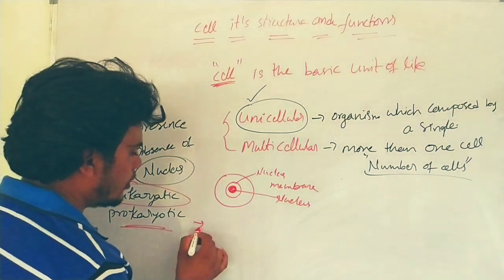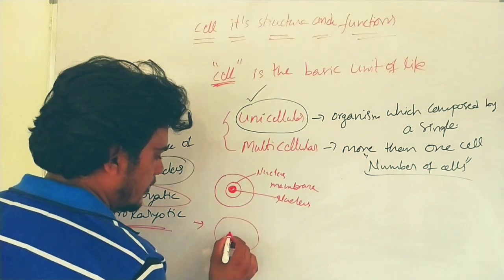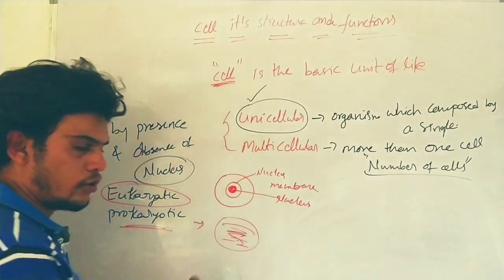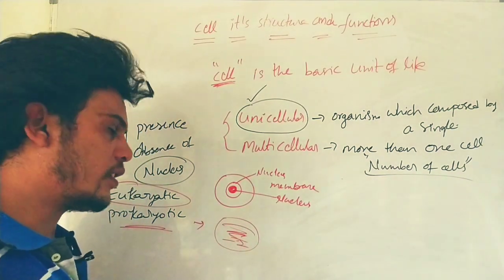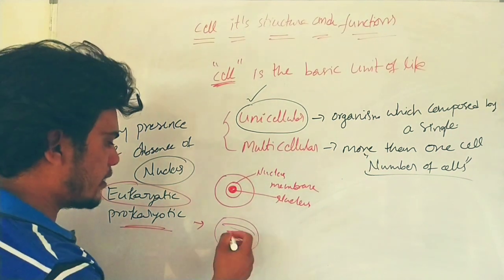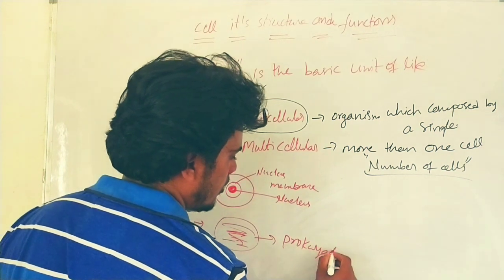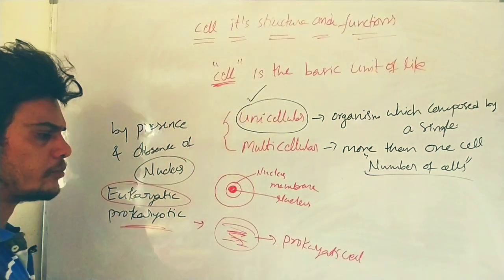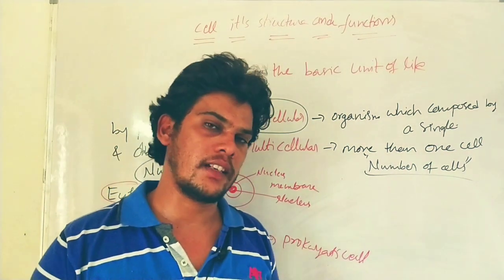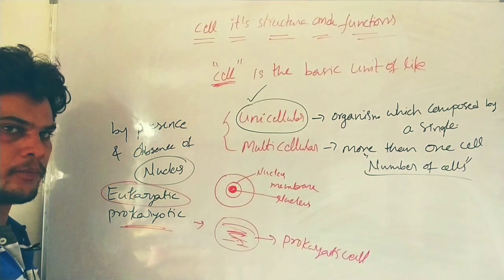If there is no clear nucleus, meaning in the cell there is no nucleus membrane and the nucleus is dissolved in the cytoplasm, there is no distinct nucleus. That nucleic matter is dissolved in the cytoplasm. They are called prokaryotic cells. This is the difference between eukaryotic cells and prokaryotic cells that we discussed in our previous classes. So these are the basic things of the cells.